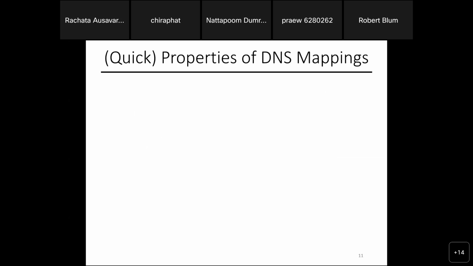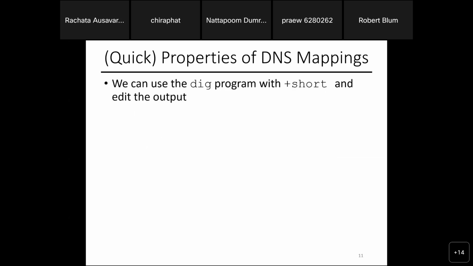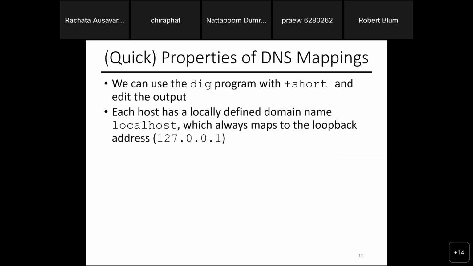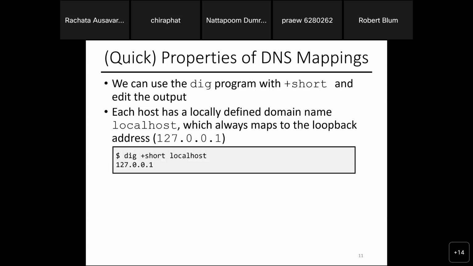So a quick property of DNS mapping: basically there's a program called dig, which also has the option plus short. Each host has a locally defined domain name. 127.0.0.1 means your own machine. From every single machine, if I type in this IP address, I talk to myself. All right. So I can do dig plus short localhost. I will get the IP address of localhost.